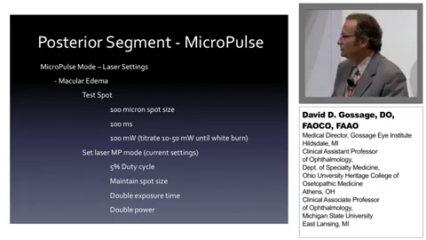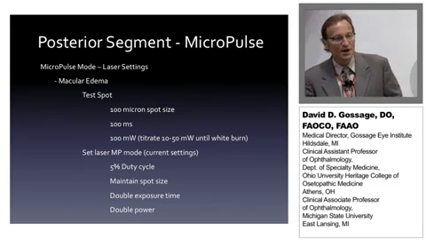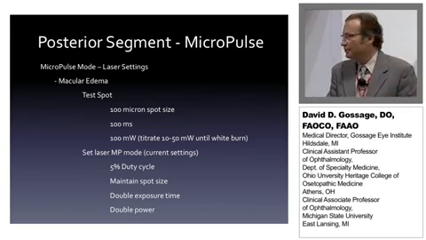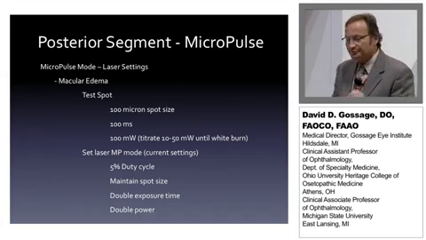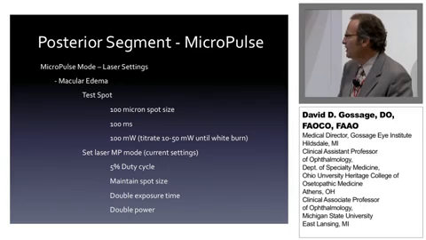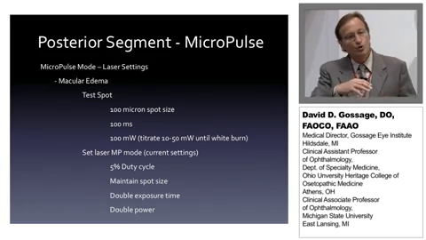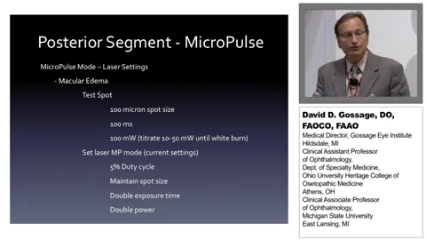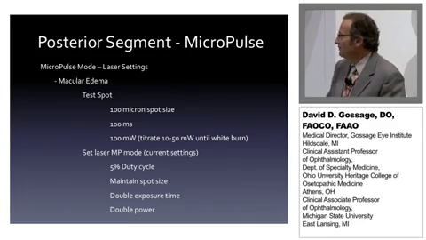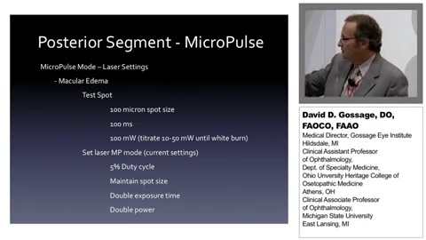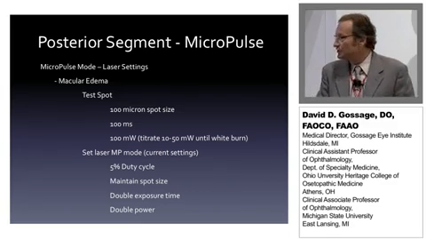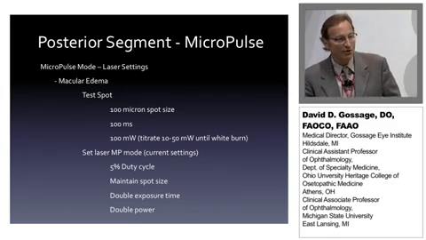With the posterior segment, with the MicroPulse mode, what I typically do is create a test spot. I'll start off with a 100 micron spot size, 100 milliseconds and 100 milliwatts of power, just like you would with a traditional focal grid treatment. Then I'll titrate up the power from 10 to 50 milliwatts until I see a white burn. Once I have a white burn, we'll switch over to the MicroPulse mode at a 5% duty cycle. We maintain the spot size, but I'll double the exposure time and also double the power.